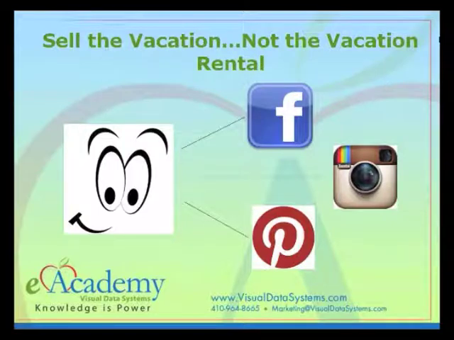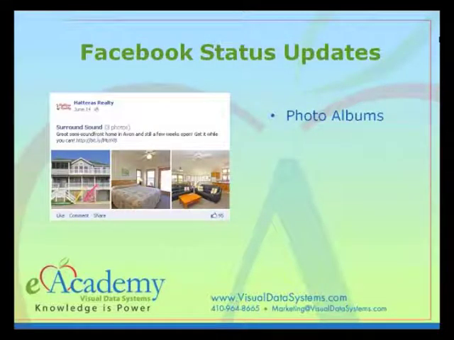So say for example on Facebook, you could put up a status update with a photo album that says this is our, for example, Hatteras Realty said, great semi-sound front home in Avon and still a few weeks open, get it while you can, and then a shortened URL to their property page. That's a great way to drum up some traffic to that property that's a little bit last minute. You can also do that a little bit more indirectly, maybe put a status update up that has a picture from the balcony of one of your properties overlooking the ocean or overlooking something beautiful, and then say, would you like to be here? Here's the view from whatever property, and link to it. So photo albums can be very effective.